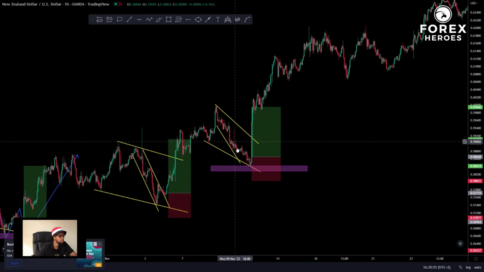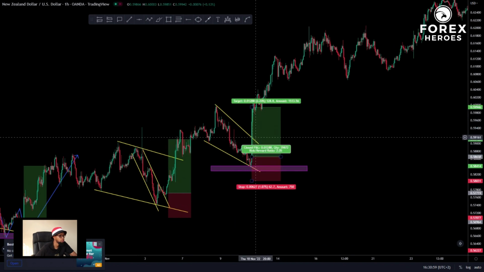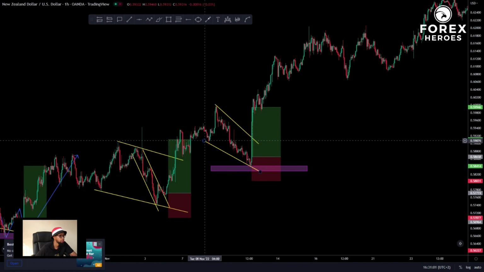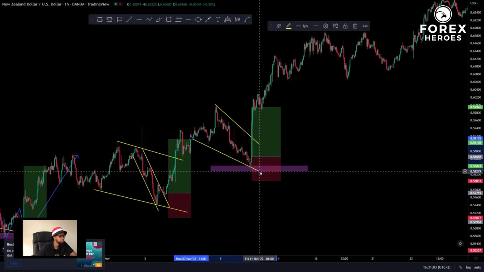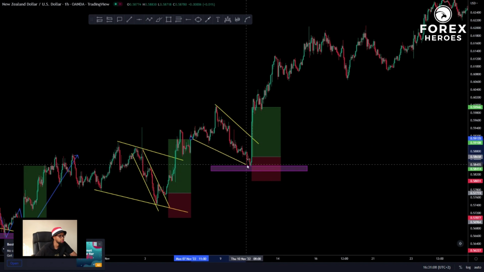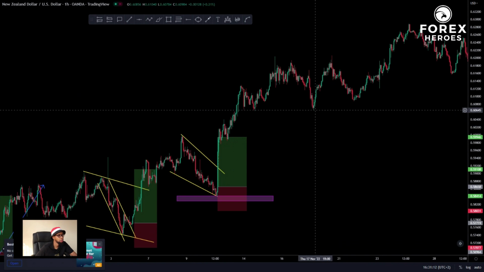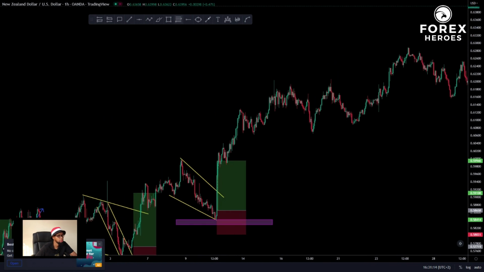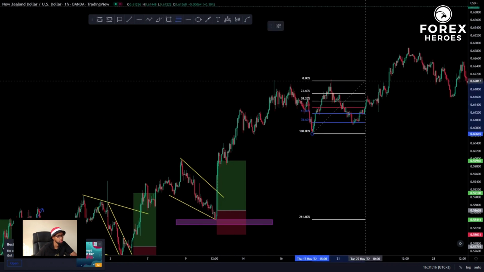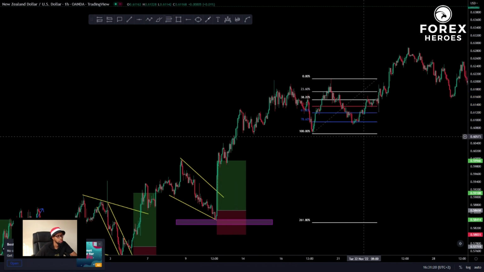As you can see, it was a deep correction. So you would have used fib to be able to catch that move. Okay, similar to this one, I think this one will give us possibly 78.6. Yes, indeed.